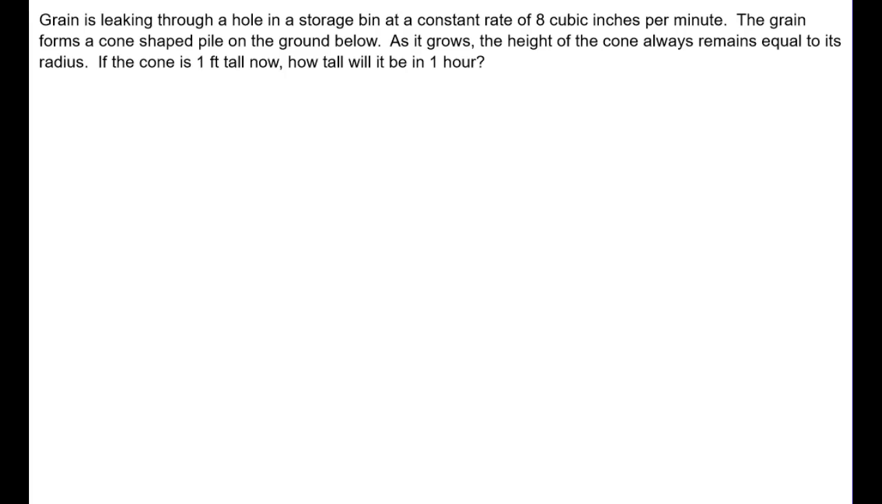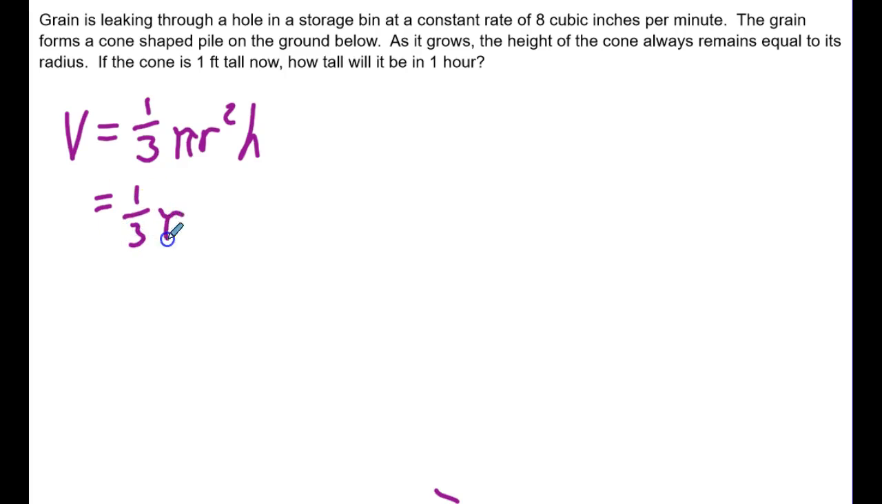First, since we're dealing with the volume of a cone, we need to recall that formula. We have volume is equal to 1/3 times pi times the radius squared times h. In this problem, we know there's a specific relationship between the radius and the height of the cone. We know the radius and height will always be equal. So we can rewrite this expression as 1/3 times pi times the height cubed. Since the height and radius are equal, we can substitute h in for the radius, so we'd have h squared times h, which is h cubed.